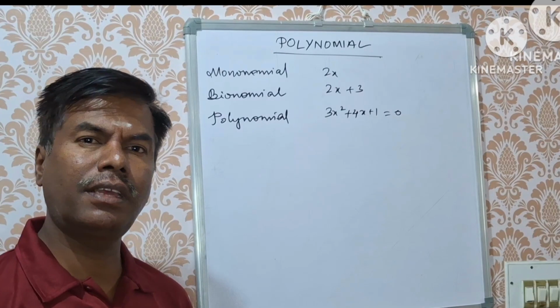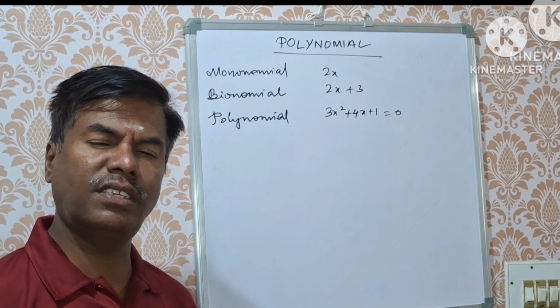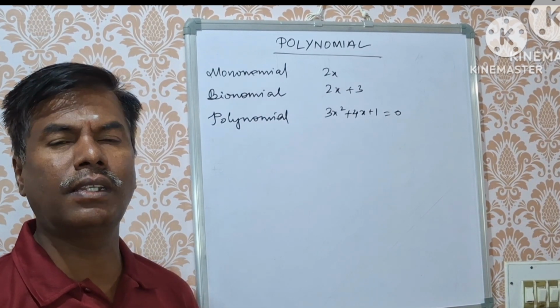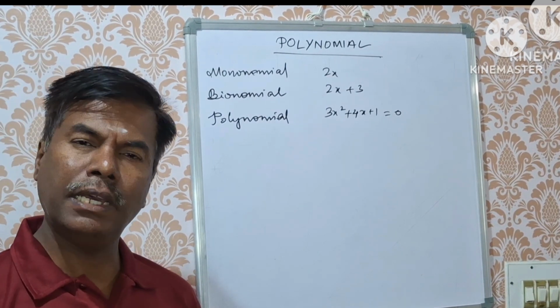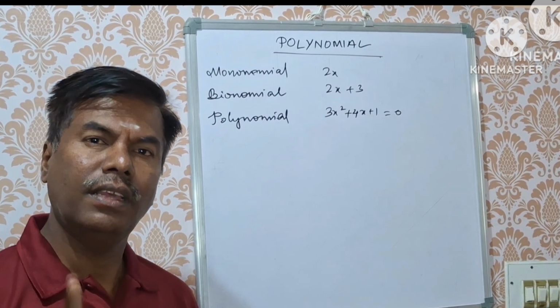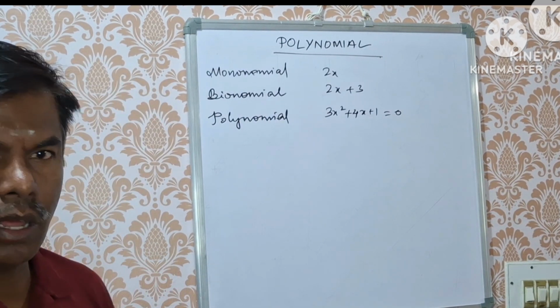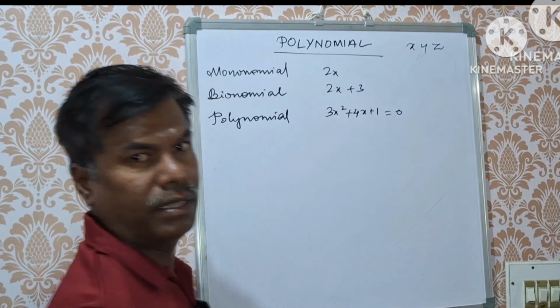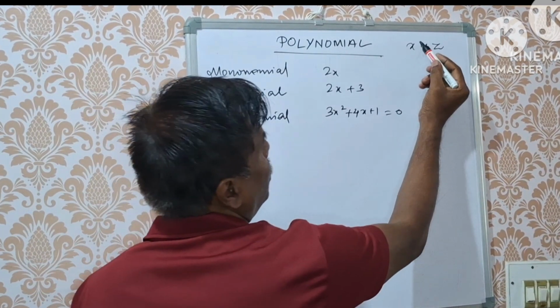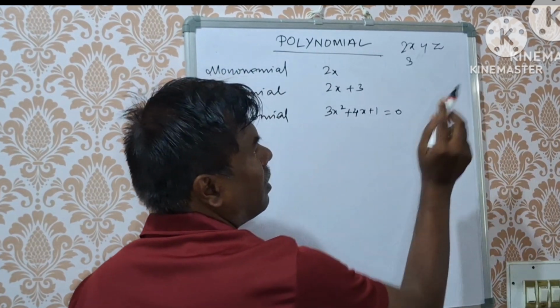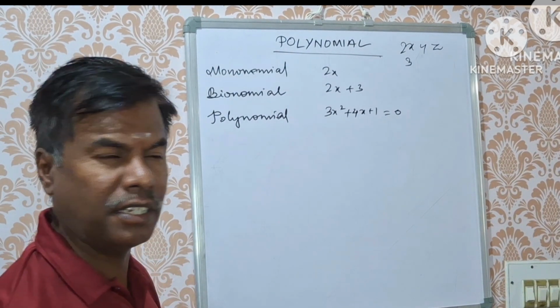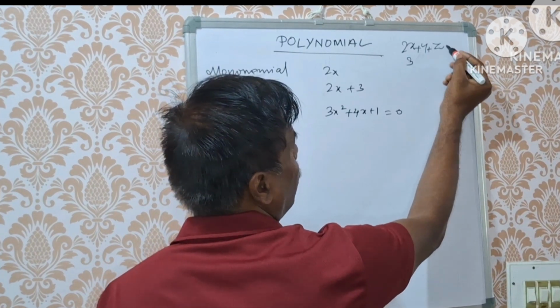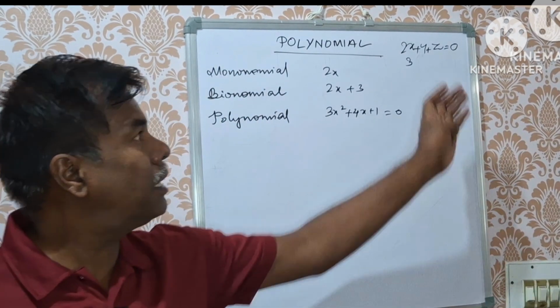Now let us discuss the second chapter called polynomials. Mathematical equation. A variable, a constant and a mathematical operator together are called a mathematical equation. A mathematical equation consists of a variable, constant and a mathematical operator. What is a variable? X, Y, Z, A, B, C, D are variables. Constants are 2, 3, 4, etc. What are mathematical operators? Plus, minus, equals, 0 are called mathematical operators. This is a mathematical equation.